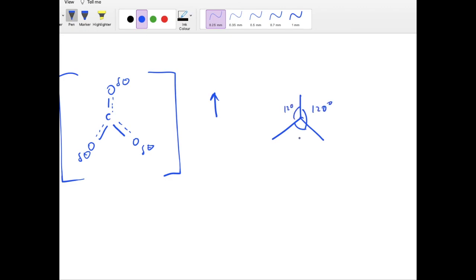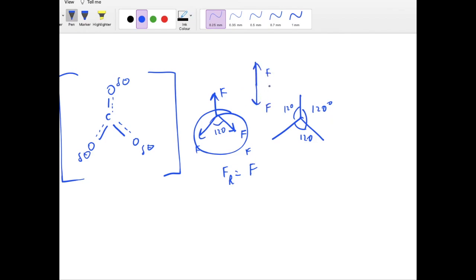And when you have vectors arranged like this, with a 120-degree angle, two vectors having a 120-degree angle between them of some magnitude f give a resultant equal to f. So you have the resultant of these two vectors as f and here f. So this f and this f cancel out and it gives mu equals 0.